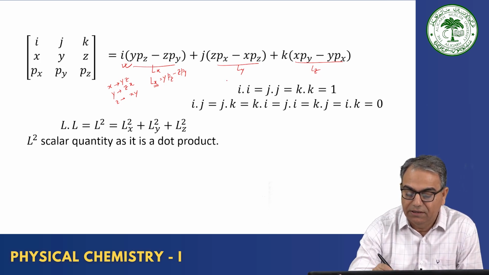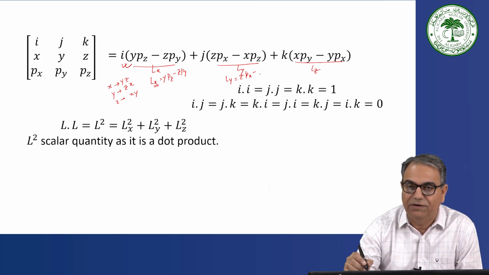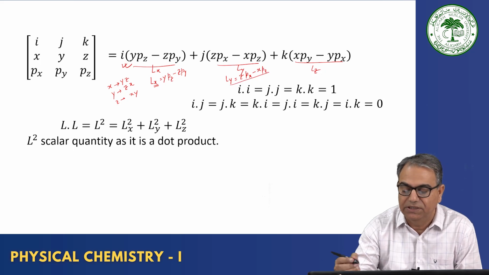Ly, if you have to write, then again after y, z comes, so z, and now y will not come. So it will be z px. It will be z px minus, again z you have already written, so the next in the cycle will be x and pz. So it's very symmetrical, and you don't need to mug it up. It's very easy to write.